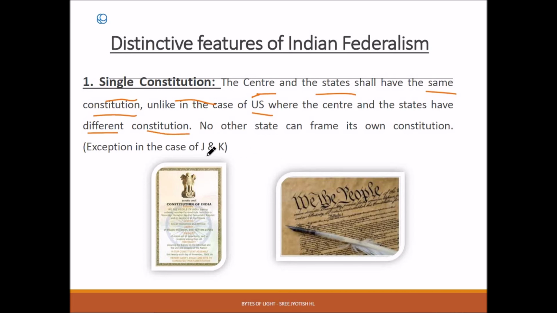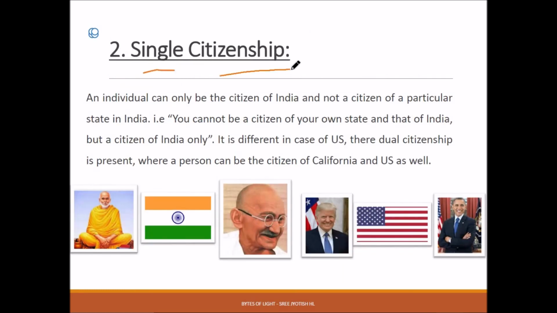We have an exception, that is only J and K. This is US Constitution and this is Indian Constitution. The second feature is we have single citizenship.